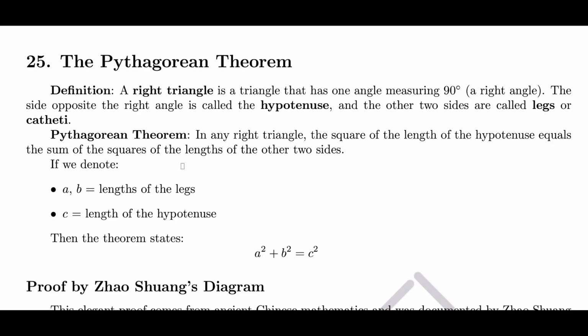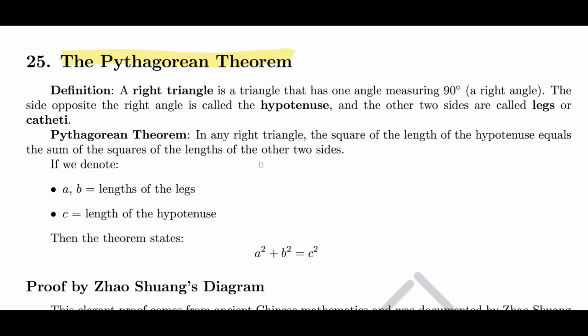Today, we are going to revisit one of the most famous concepts in geometry, the Pythagorean theorem. However, we aren't just going to memorize the formula. We are going to look at a specific, very elegant proof that comes from ancient Chinese mathematics, developed by a mathematician named Zhao Shuang in the 3rd century.